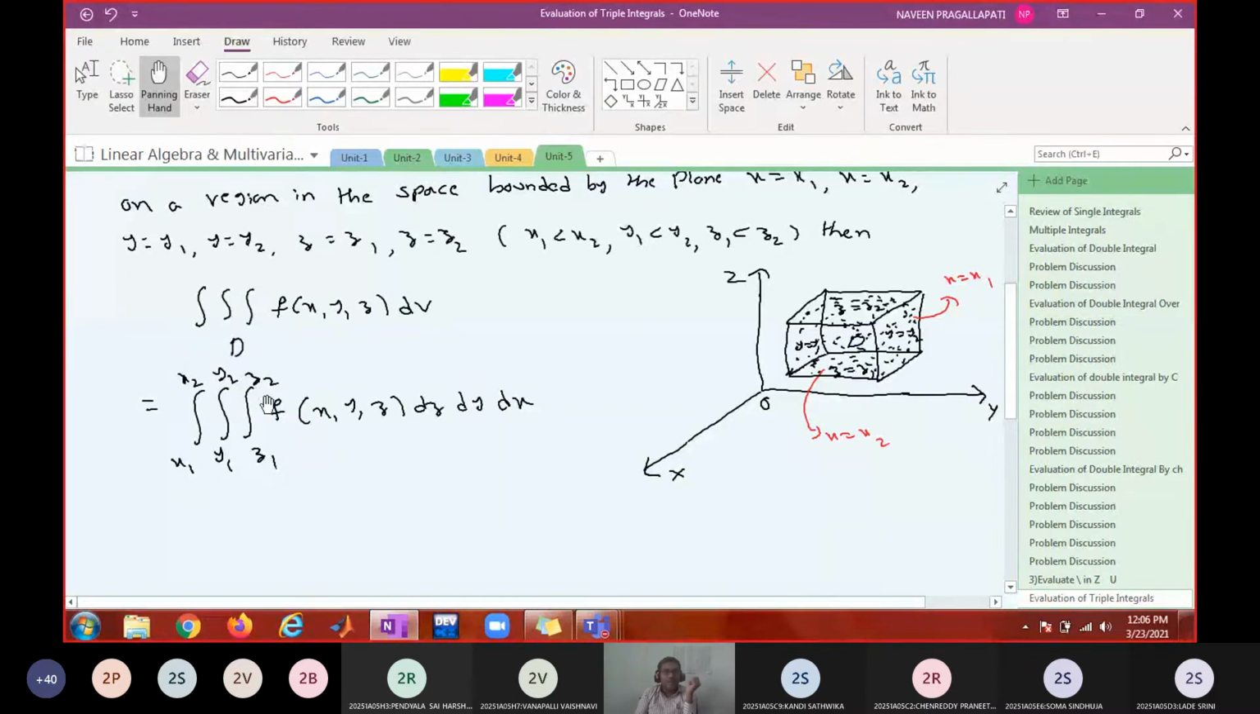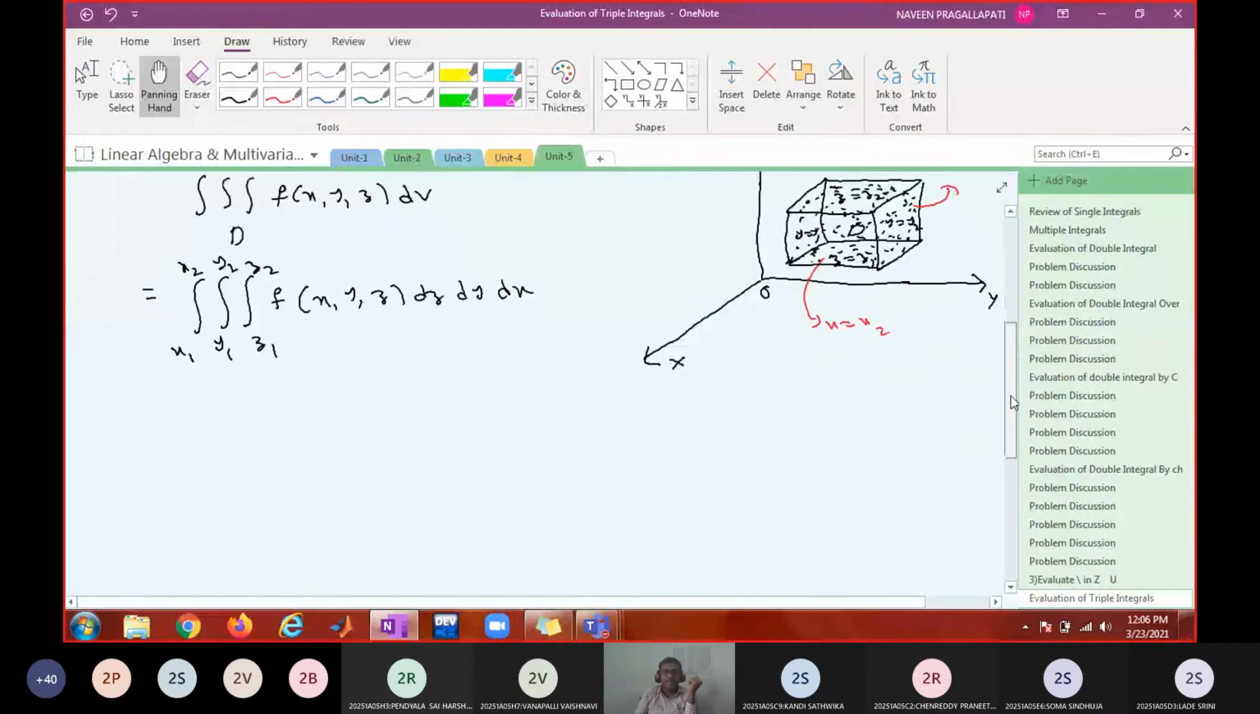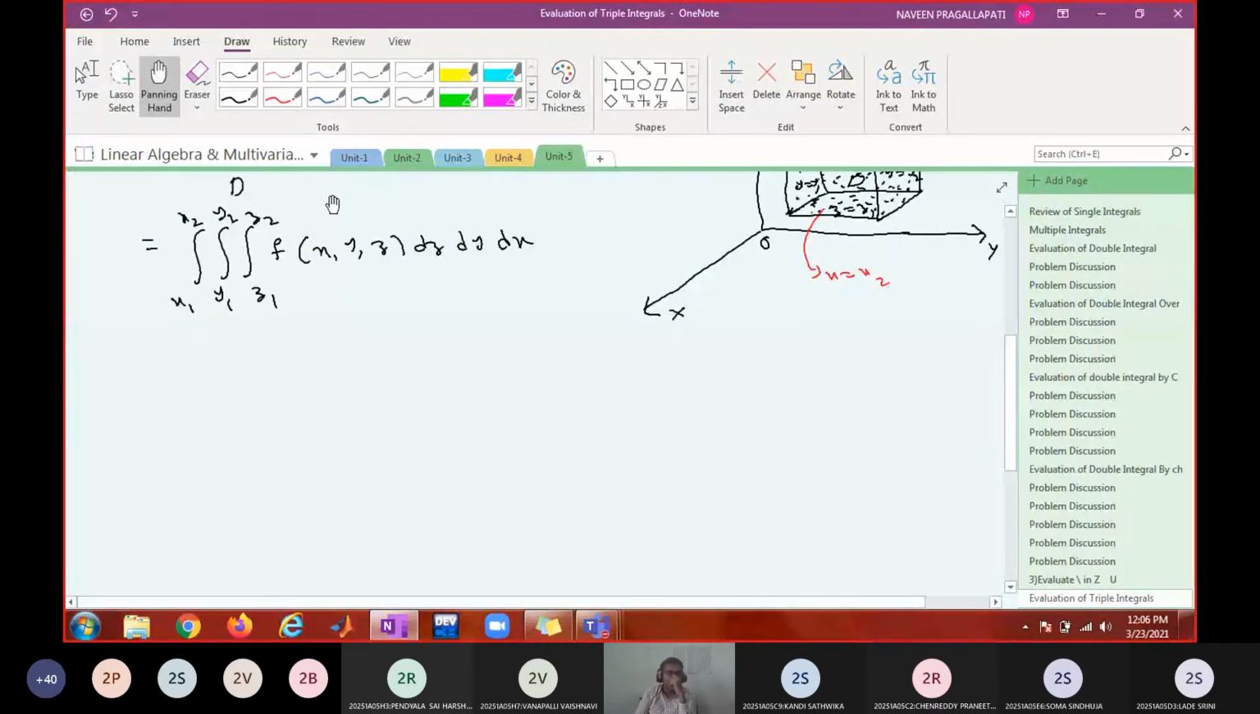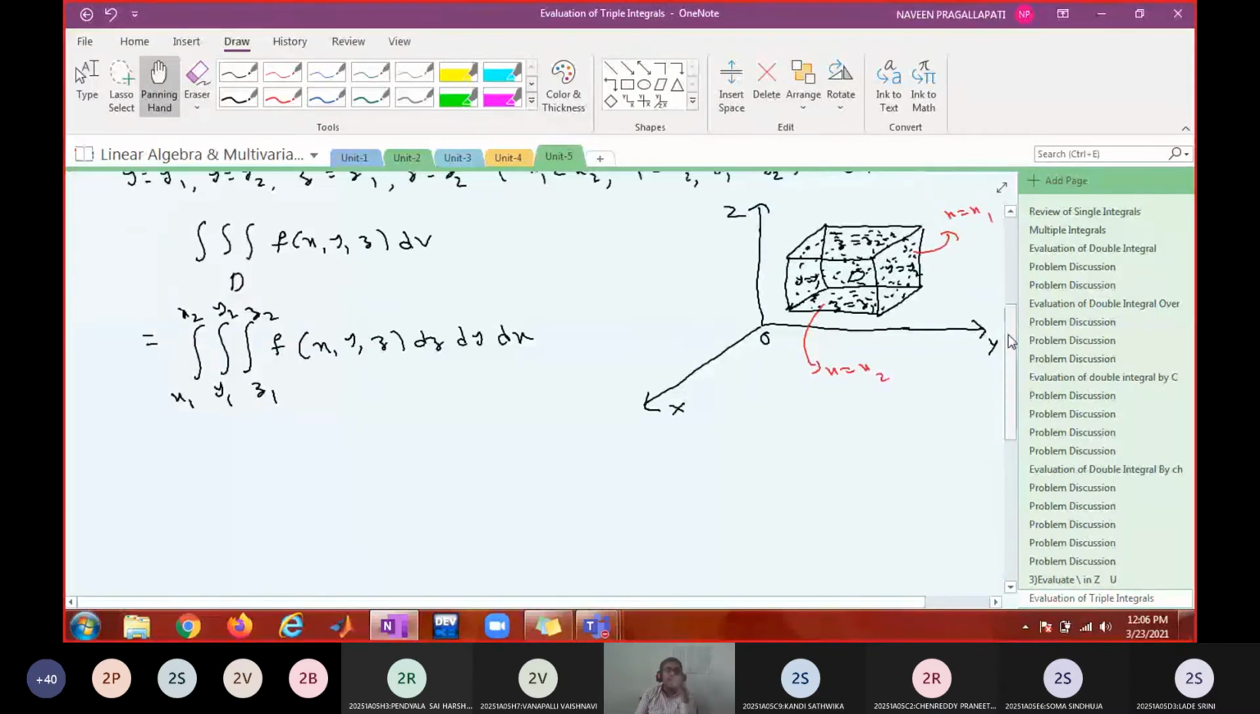So upper limit minus lower limit. That means with the upper limit you get one double integral, with the lower limit you get another double integral. So a triple integral is nothing but a difference of two double integrals. Do you realize? And you know how to evaluate a double integral. A double integral is nothing but a difference of two single integrals. Is that fine? So it is repeated application of single integrals only.